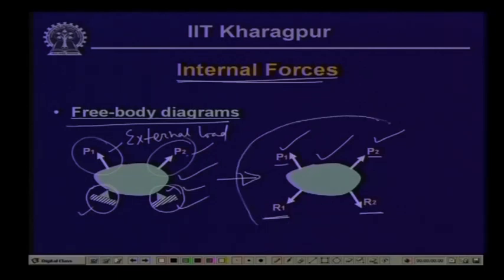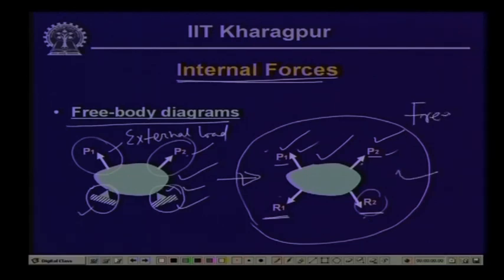Hence, when we represent a body with the external loads, in fact these reactive forces are also external loads. But when we represent the whole body, when we make it free from these supports and represent it using the active force and the reactive force, this particular diagram we call a free body diagram. So, this is the free body diagram of the structure as a whole. That means, we have freed this structure from its supporting constraint and applied the reactive forces over there.